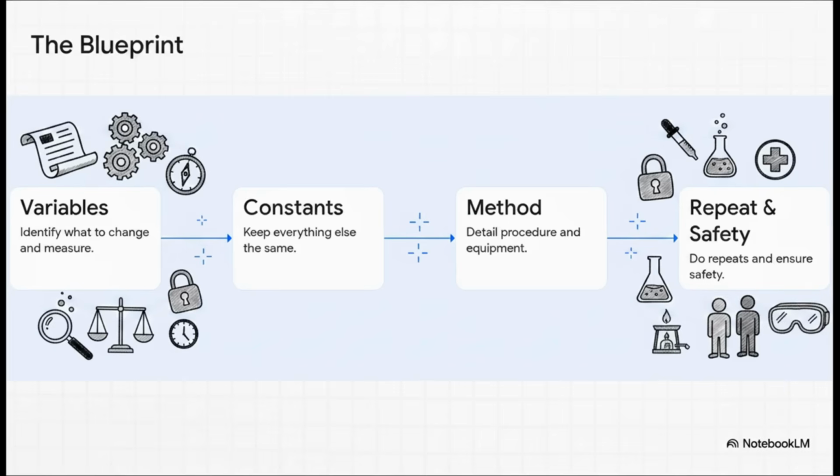Seriously, if they ask about human heart rates during exercise, you use this blueprint. If they throw a totally random question at you about testing vitamin C in fruit juice, or maybe phototropism in seedlings, you use this exact blueprint. Memorize these 4 steps: variables, constants, method, and repeats with safety.